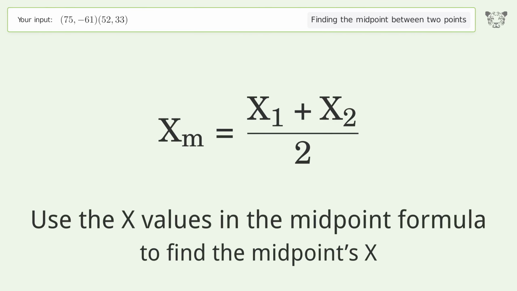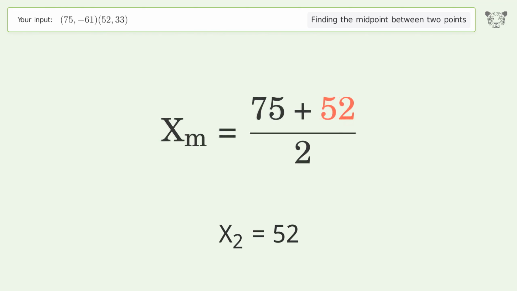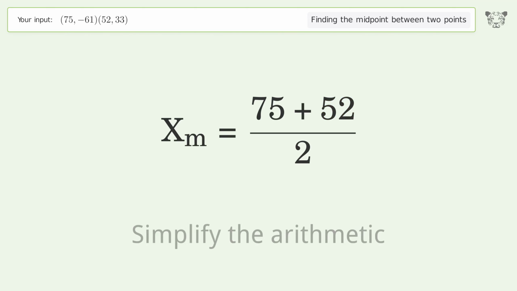Use the x values in the midpoint formula to find the midpoint's x. x1 equals 75. x2 equals 52. Simplify the arithmetic.